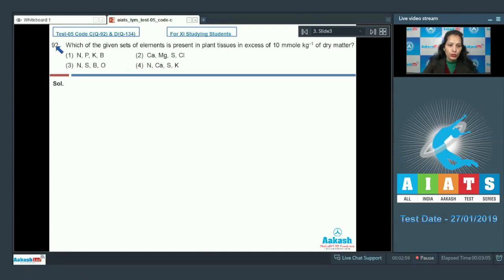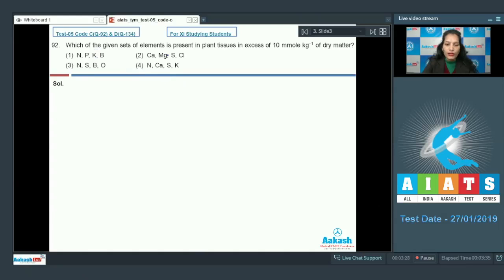Question number 92. Which of the given sets of elements is present in plant tissues in excess of 10 millimole per kg of dry matter? Option number 1, nitrogen, phosphorus, potassium, boron. Second, calcium, magnesium, sulfur, chlorine. Third, nitrogen, sulfur, boron, oxygen. Fourth is nitrogen, calcium, sulfur and potassium.